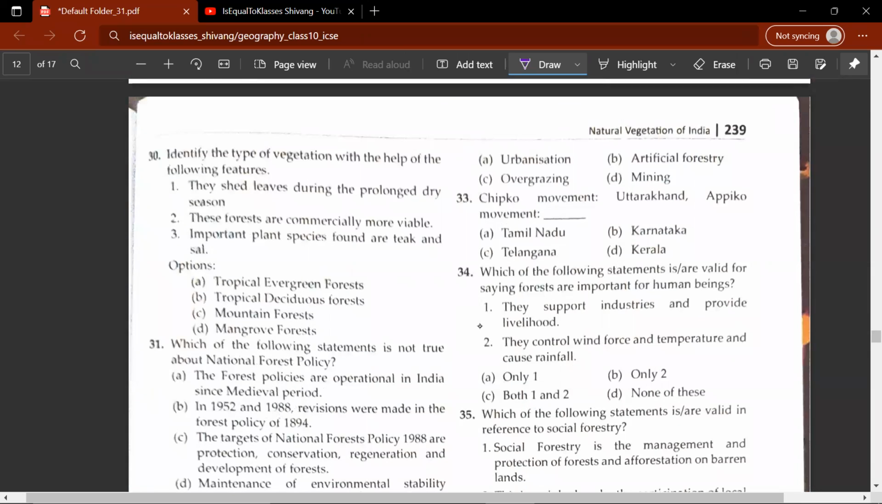Moving on to the 30th question. Identify the type of vegetation with the help of the following features. The first question: they shed leaves during the prolonged dry season, 2 or 3. For this, the correct answer would be B, tropical deciduous forests.